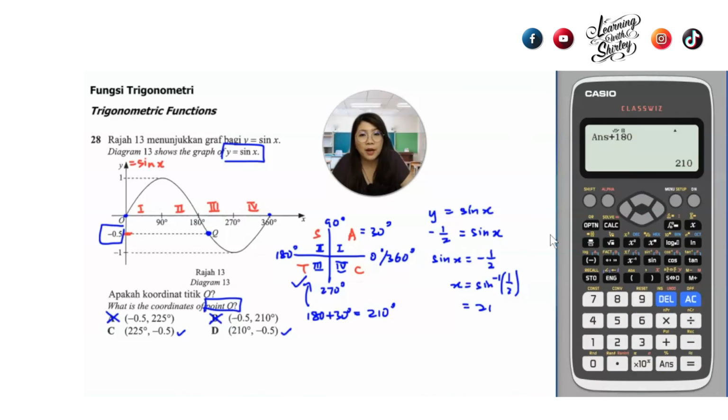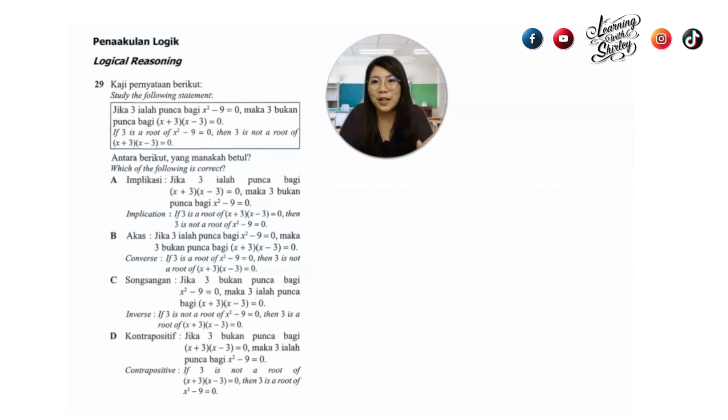So the answer is 210. Answer is A, B, C, D, D. Let's look at question number 29. So this is on logical reasoning.